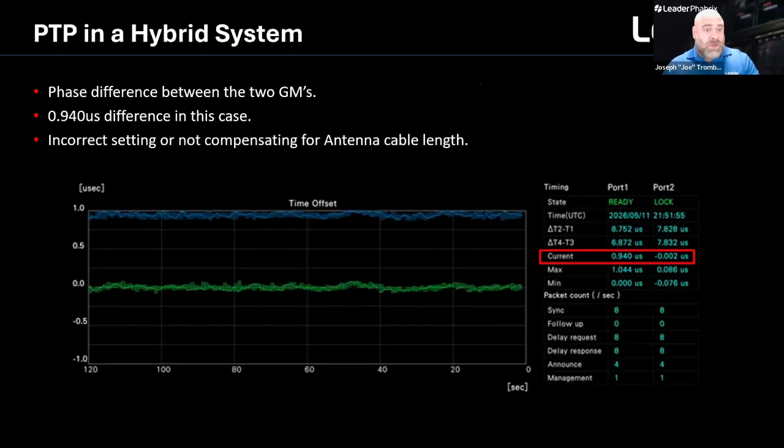It's important not to just verify lock state, but also to verify phase alignment, cable compensation, and trend the offset over time.